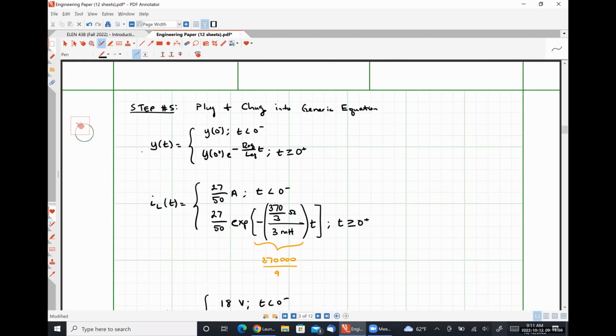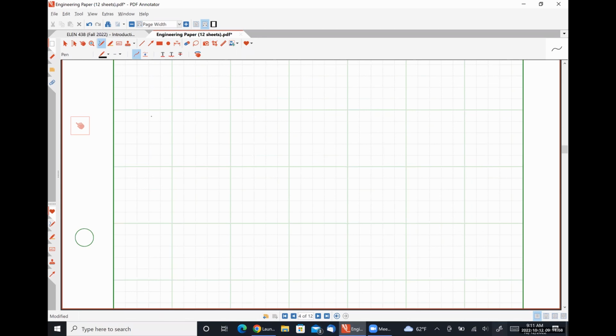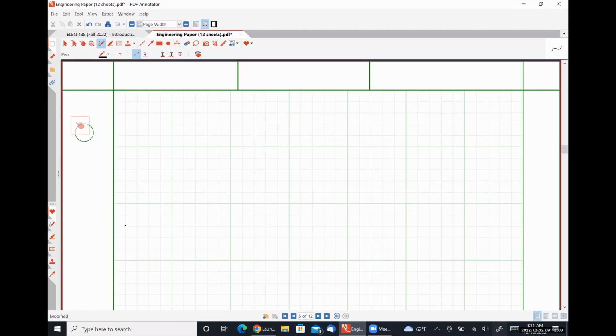Now, okay. So here goes our RC circuit analysis.